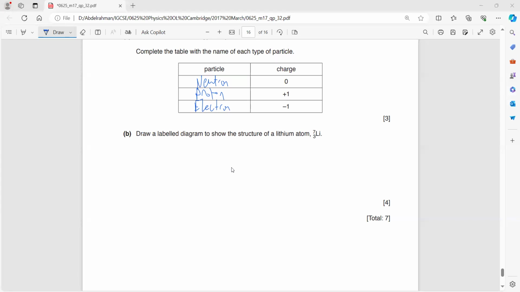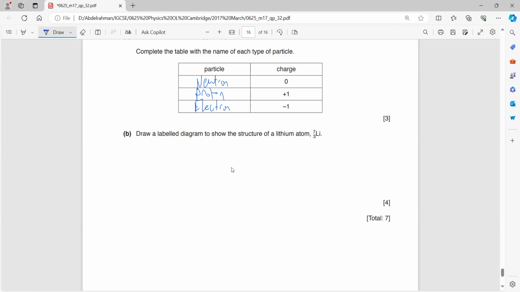How should I draw the lithium atom? It is very simple. All I need to do is draw a nucleus. Inside the nucleus, I need some protons and some neutrons. And then outside the nucleus, I need some electrons. That's it. You do not need to draw, for example, an electron cloud. You don't need to draw the first shell and the second shell, and the 2 electrons in the first shell and 1 electron in the second shell. I do not care about that. This is a physics test, not a chemistry test.